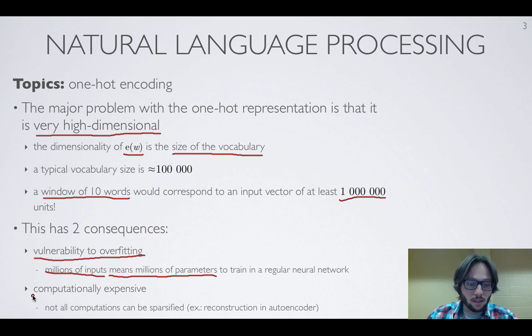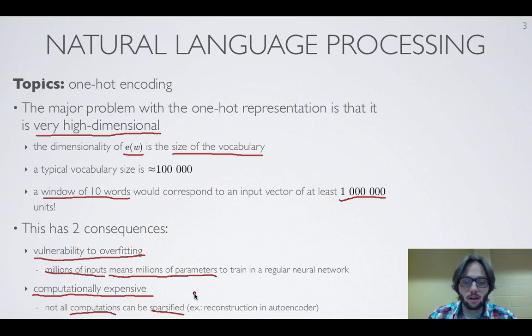The other consequence is that this can imply some computationally expensive computations that we'll have to do when we manipulate these vectors. Specifically because not all computations can be sparsified. The one-hot vector can be sparsely encoded, into a sparse data structure. And sparse vectors multiplied by matrices, for instance, can be done fairly efficiently using a sparse implementation.